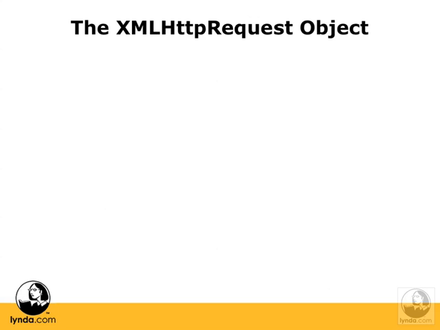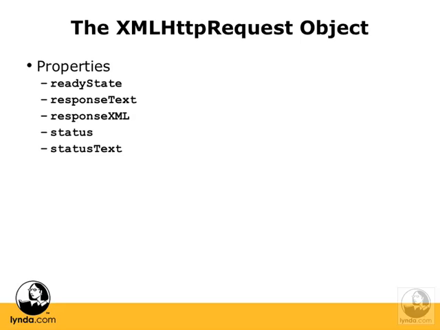It's JavaScript, so it's an object. Objects, as we know, contain properties. Here are the ones that XMLHttpRequest has, and we'll be covering these in much more detail over the next few lessons. Properties are readyState, responseText, responseXML, status, and statusText. There's also an event handler called onreadystatechange.